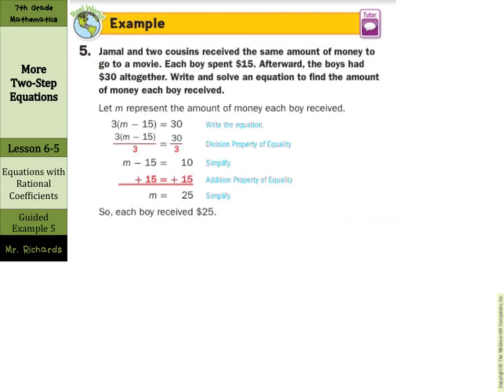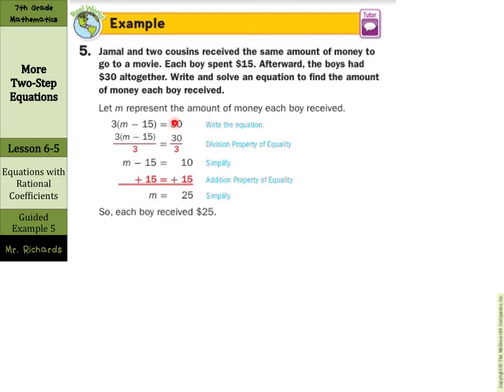Now, in our guided example here, Jamal and 2 cousins received the same amount of money to go to a movie. Each boy spent $15. Afterward, the boys had $30 altogether. Write and solve an equation to find the amount of money each boy received. Well, if m is the amount of money each boy received, that's what we're looking for. m minus 15 is what each had left. There were 3 of them, so 3 times the quantity m minus 15 is going to equal the $30 they had altogether.